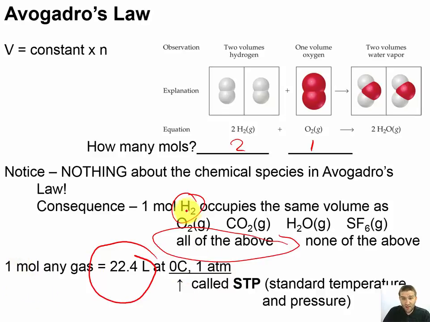So I don't care if you're talking about hydrogen, one of the smallest molecules we've got, or something like sulfur hexafluoride, which is actually a fairly large and fairly heavy molecule. You could even go all the way to talking about uranium hexafluoride. And it should act exactly the same way and take up the same amount of volume as hydrogen gas does. That's a consequence of Avogadro's law.